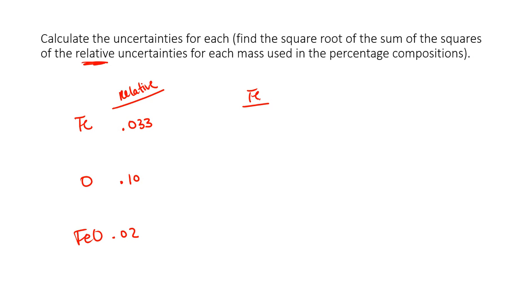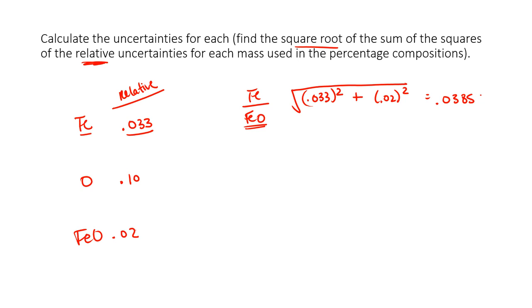So when I did the division, iron divided by iron oxide, to find my uncertainty, we're going to do 0.033 squared, because that was the relative uncertainty of my iron. I'm going to add the relative uncertainty of my iron oxide, which was 0.02 squared. And then we're going to take the square root of that whole thing. 0.033 squared plus 0.02 squared, square root that, sorry, I missed some buttons on my calculator, is going to give me 0.0385, lots of digits. I'm going to multiply by 100 and round to just one decimal place. So 3.9% is my uncertainty for my percent composition of iron.